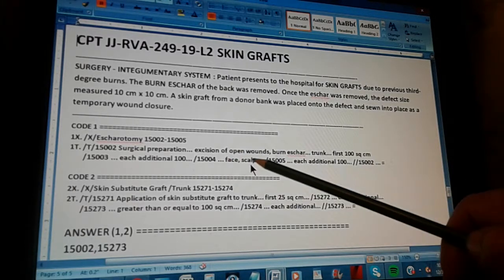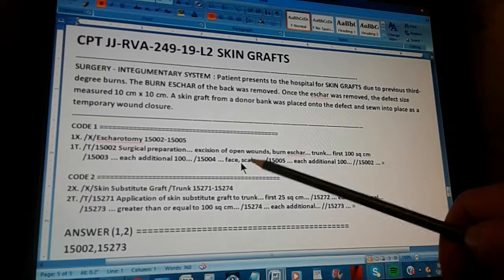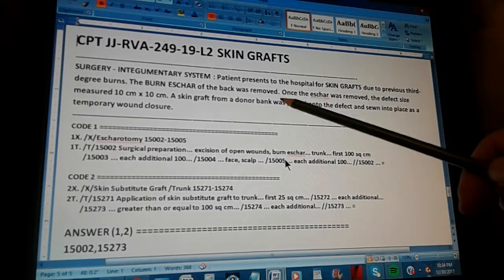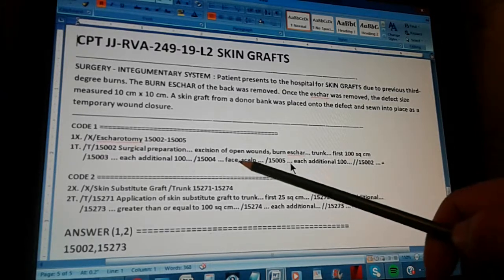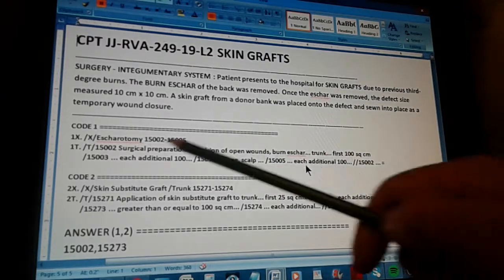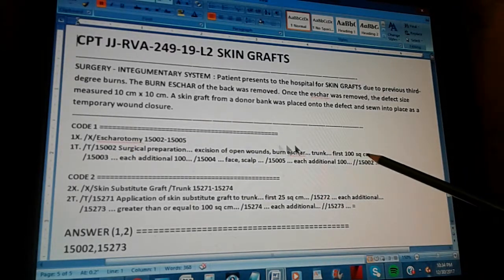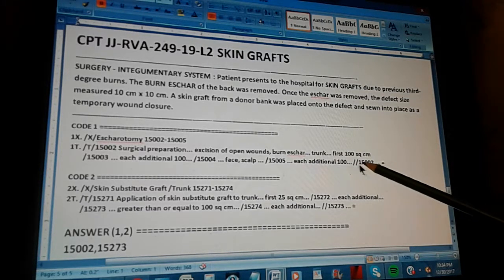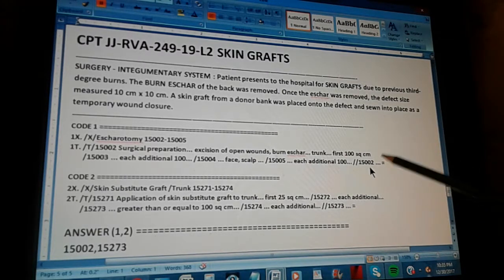What is the third one? It's for the face and scalp. But our lesion is in the trunk, right? The back of the trunk, but the trunk. So we don't need this, and we don't need this because it is each additional for the face and scalp, right? So we have to go back to the first one, because the first one is the first 100 square centimeters. So this double, what do you call this? Double hyphen? Or double slash? Double slash means go back to 15002 and so forth, and the equal sign means that's our code. So the first code is 15002.